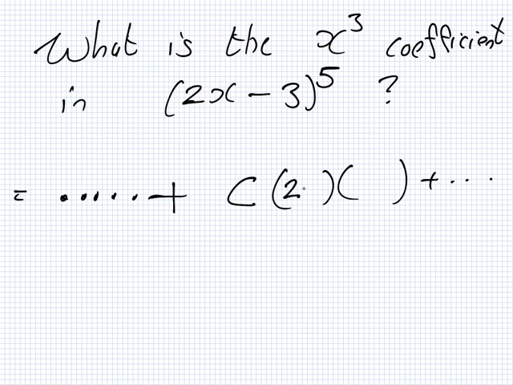2x. And what will be in this bracket? Minus 3. Now if we think about it, we know some of the numbers already. We know what this number will be. 5, because we're on row 5. And actually, if you think about it, we know what this power must be. 3. Must be 3. Which then forces the other power to be 2.